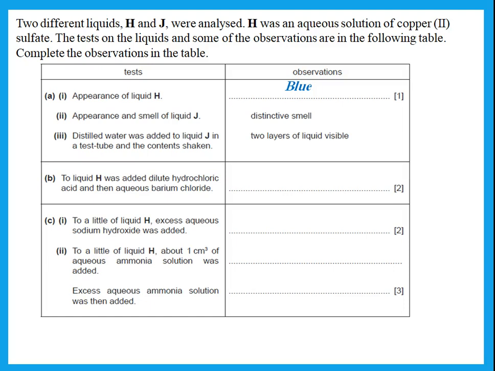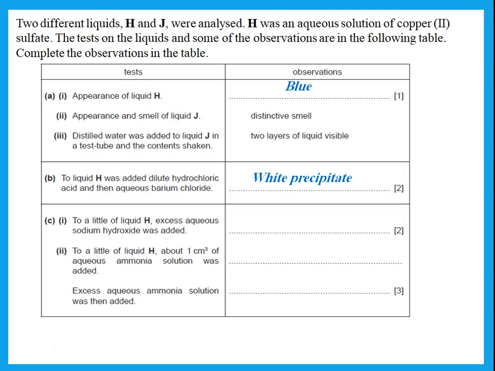Now, if I add something to water and it forms 2 layers, that tells me that that something is an organic compound that is not miscible with water, something that doesn't dissolve in water. So it formed 2 layers of liquid. Okay, to liquid H, what does he say about H again? That it is copper sulfate. Was added dilute hydrochloric acid and barium chloride. Again, barium chloride is test for what? It's test for sulfate. Do I have sulfate? Yes. So I should get white precipitate.